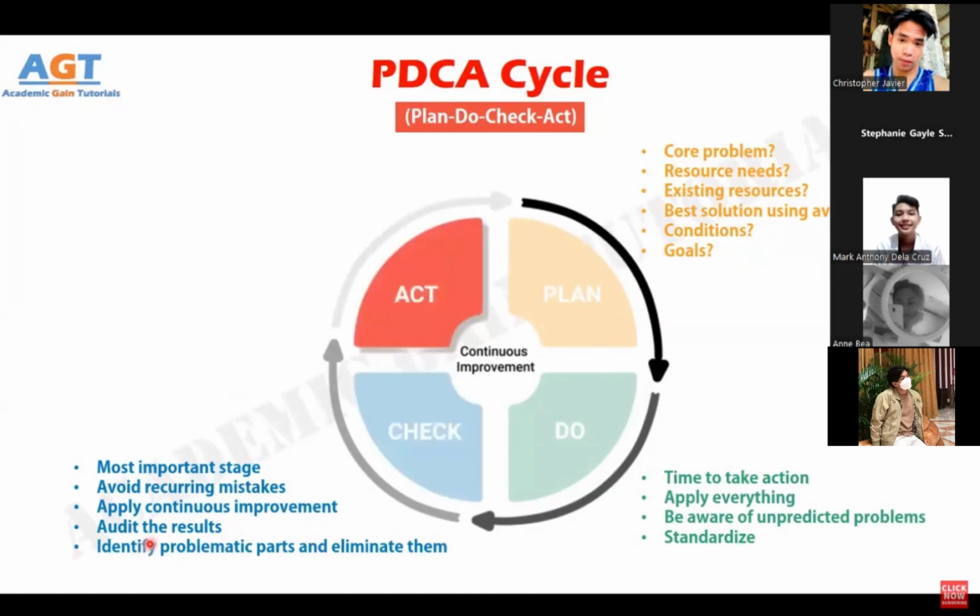Step number 4, act. Finally, you arrive at the last stage of the plan, do, check, act cycle. Previously, you developed, applied, and checked your plan. Now, you need to act. If everything seems perfect and your team managed to achieve the original goals, then you can proceed and apply your initial plan. It can be appropriate to adopt the whole plan if objectives are met. Respectively, your PDCA model will become the new standard baseline.